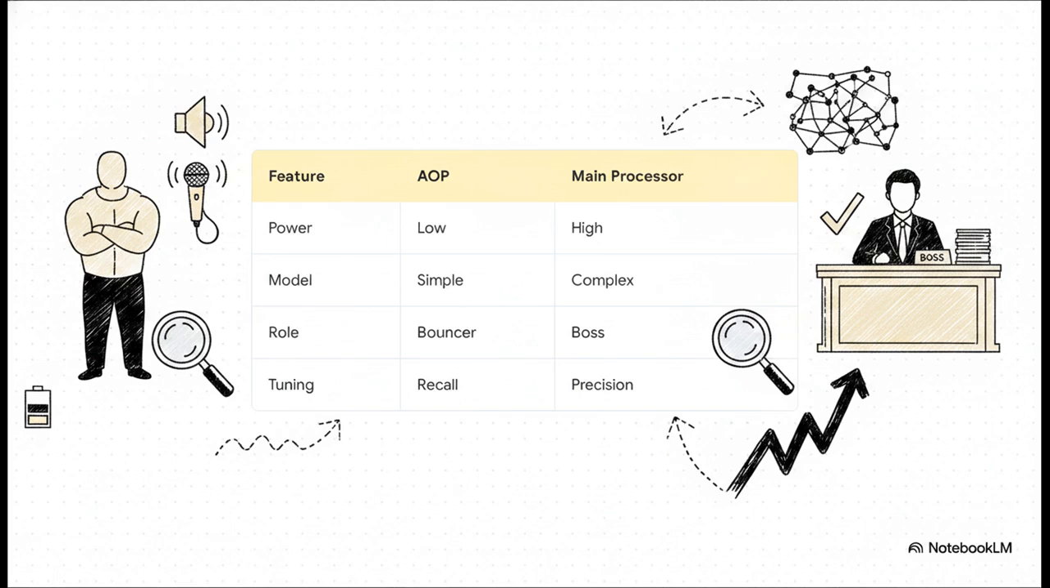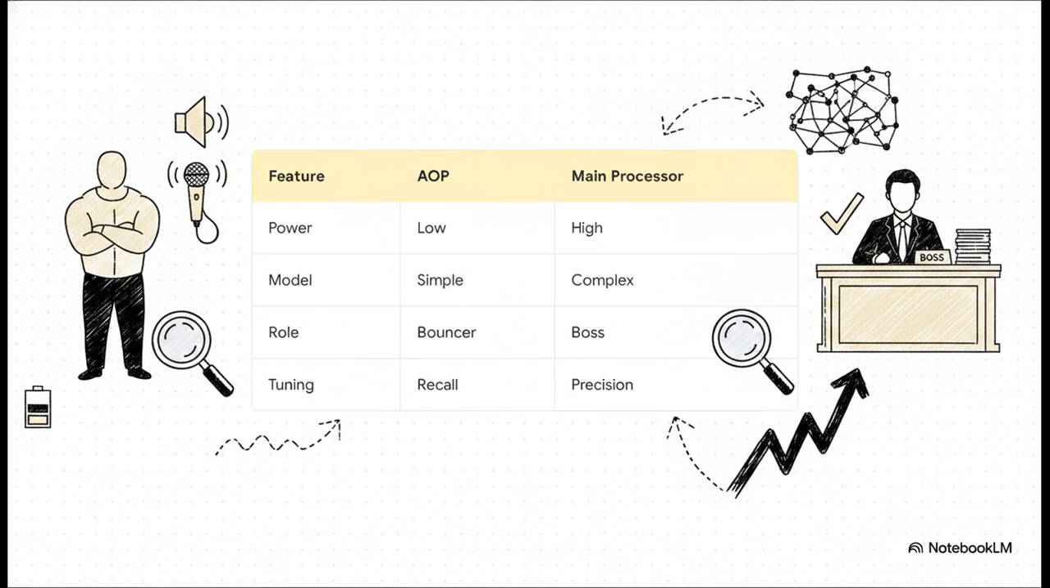Think of it like a nightclub. Level 1 is the always-on processor. It uses very low power, runs a simple deep neural network, and basically acts as the bouncer. Its sole job is to be highly sensitive. If it hears anything remotely sounding like the wake word, it wakes up Level 2.